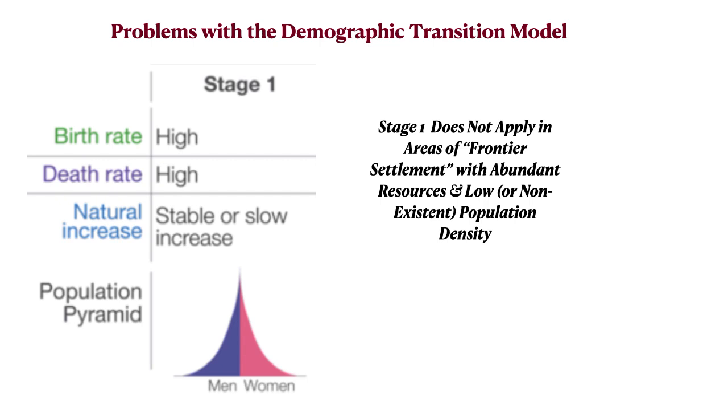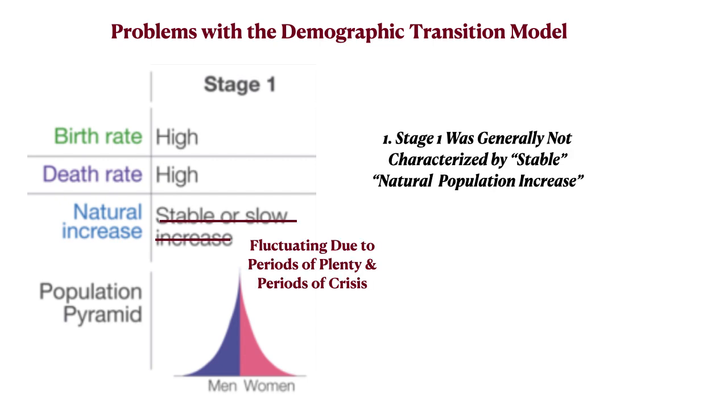episodes of rapid demographic natural increase, if you will. So it was not uniformly stable or slowly increasing. Actually, there was a lot of fluctuation. Well, we'll look at this with the next slide.